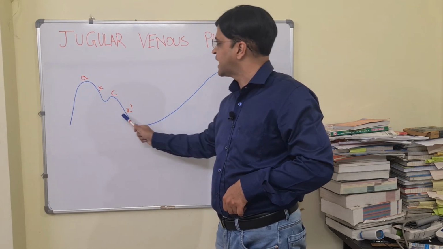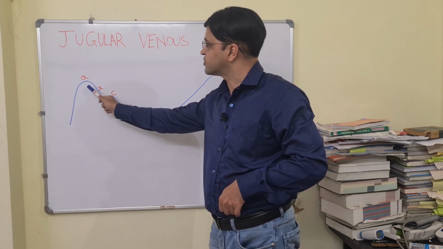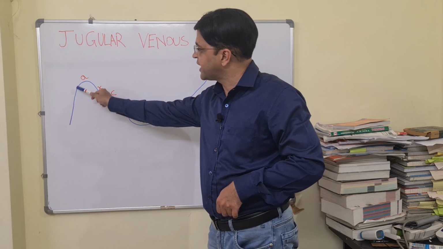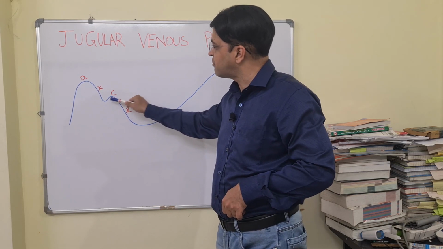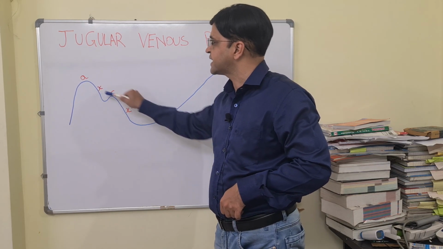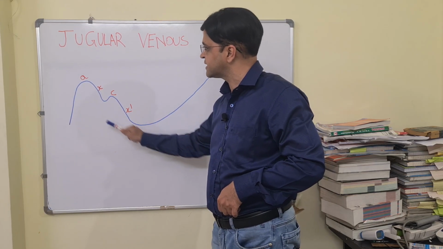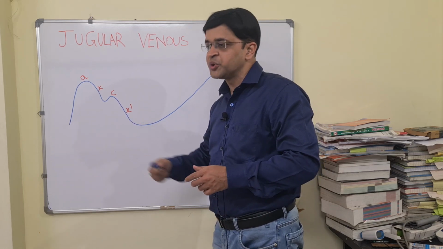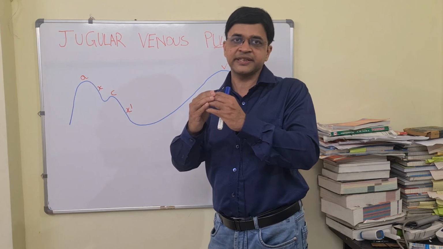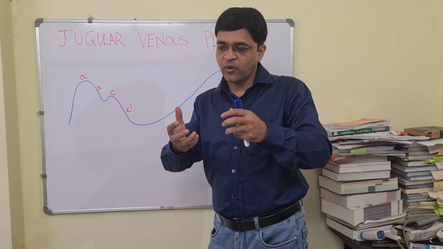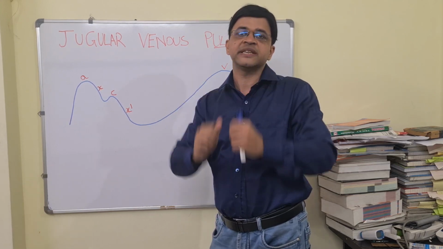Now, this X descent and X dash descent, both of them are because of atrial diastole. That means the atria has started relaxing from this point, right? And this C wave is just a minor interruption in this X descent. So both X descent and X dash descent are due to the same reason, and this C wave is just a minor interruption in it, right? It is caused by ventricular contraction and the bulging of the closed atrioventricular valve into the atria.